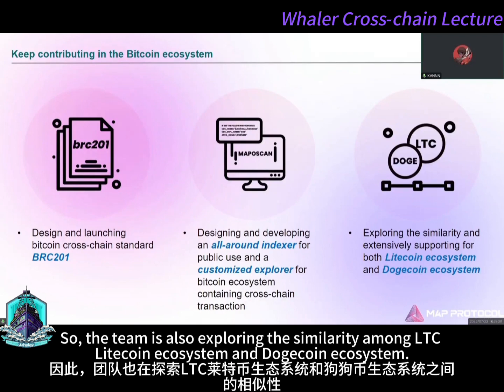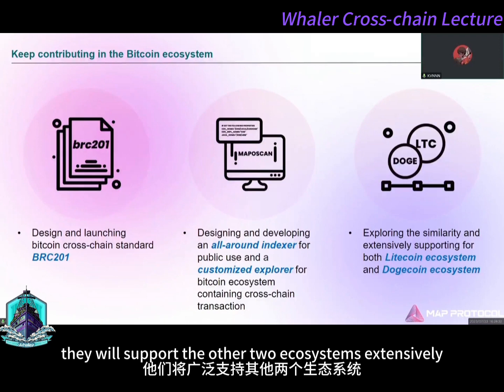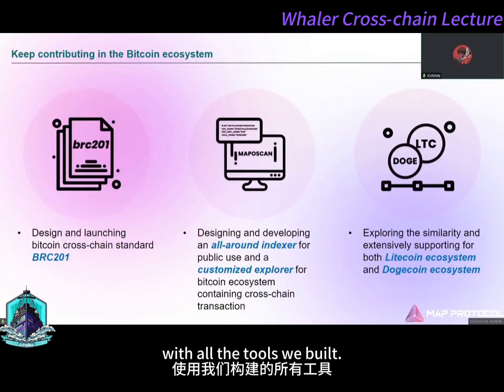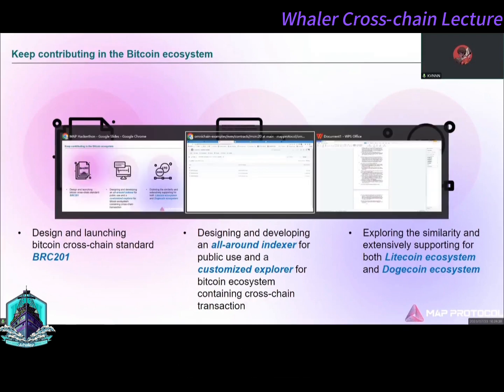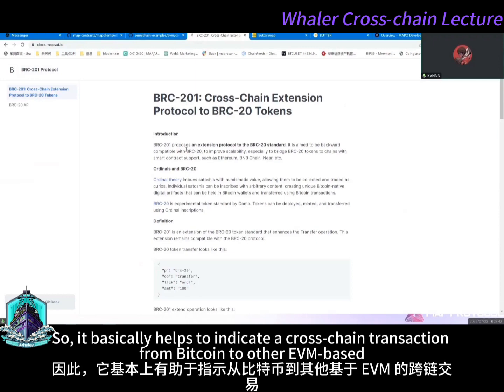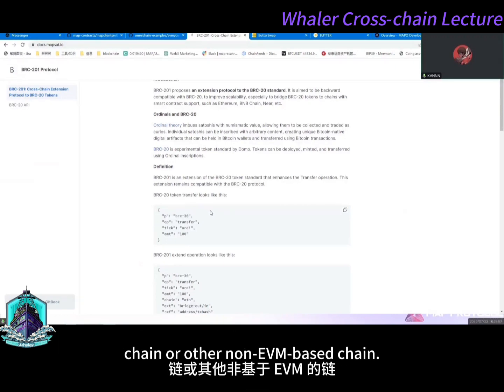The team is also exploring the similarity among the Bitcoin, Litecoin, and Dogecoin ecosystems, and will support the other two ecosystems extensively with all the tools we built. I'll show here that BRC201 is already launched. It basically helps to indicate a cross-chain transaction from Bitcoin to other EVM-based chains or non-EVM-based chains.